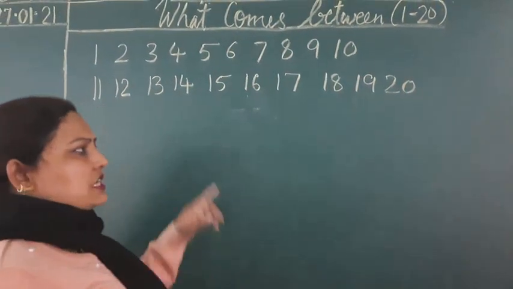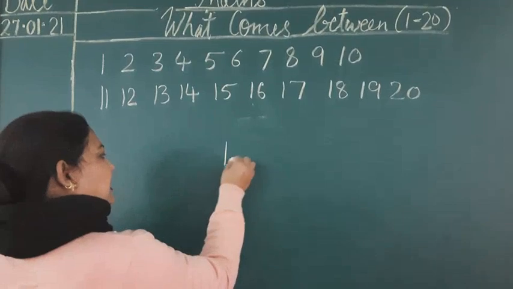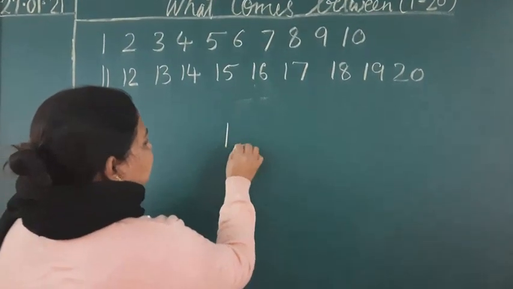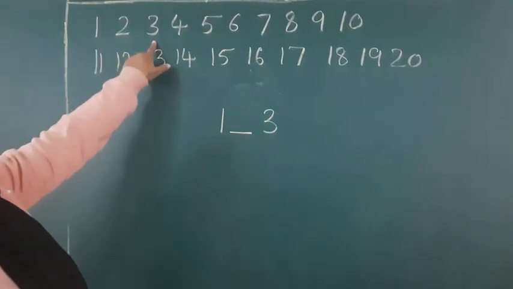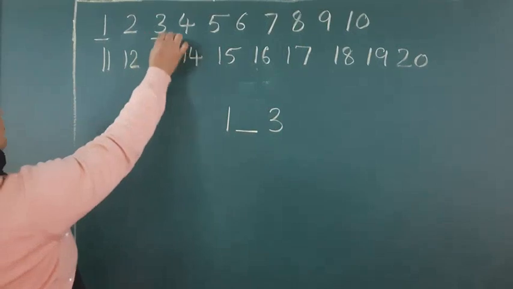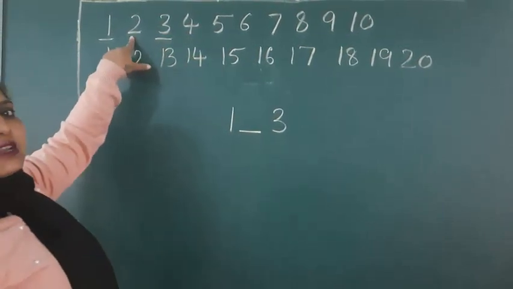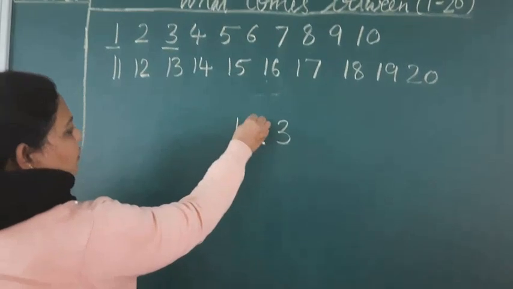Now you have to see children, the middle number. Which one? I have taken 1 and 3. So 1 and 3 we have taken. Now see, you can see here number 1 and number 3. In the middle you can see the number 2. So you have to write here 2.